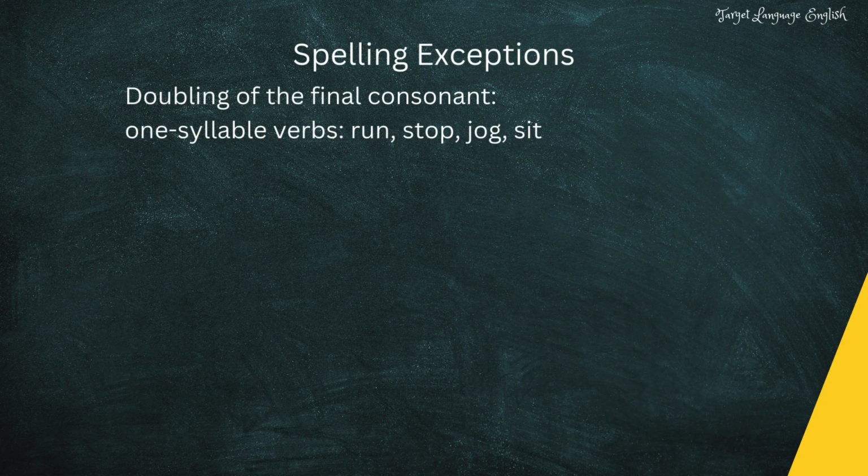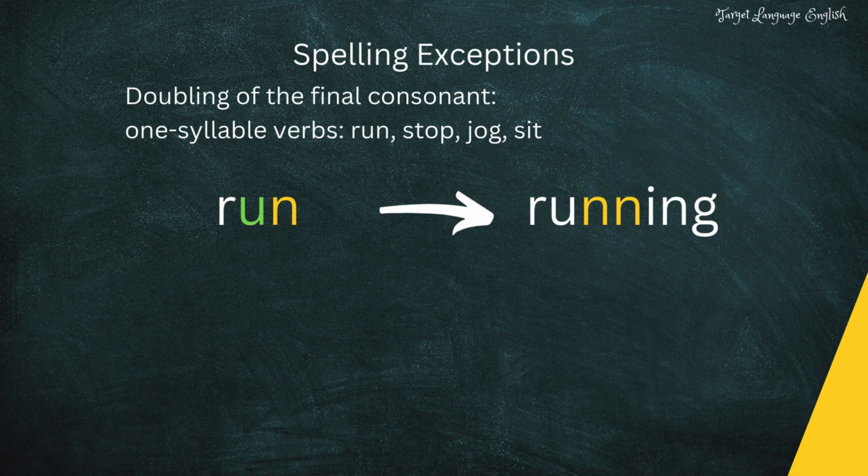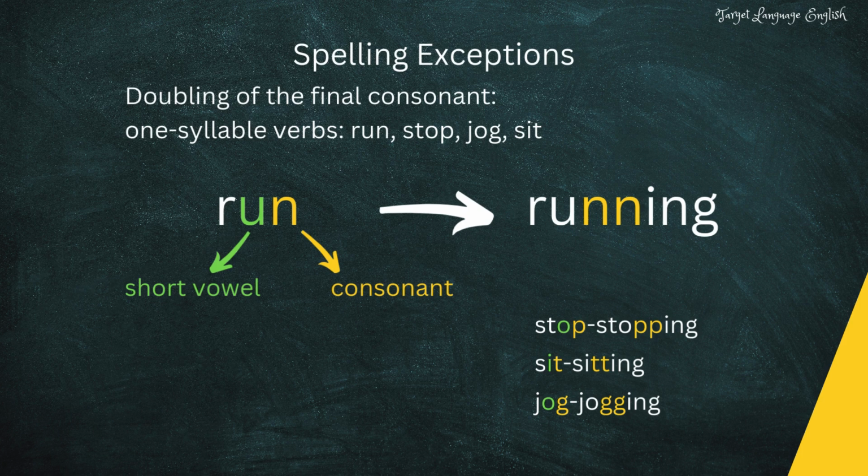With some verbs, we need to double the final consonant. One-syllable verbs ending in a short vowel and a single consonant double the final consonant. For example, run, running. We doubled the final N and added ing. It is the same with stop, stopping, sit, sitting. In all these one-syllable verbs, we double the final consonant before adding ing.